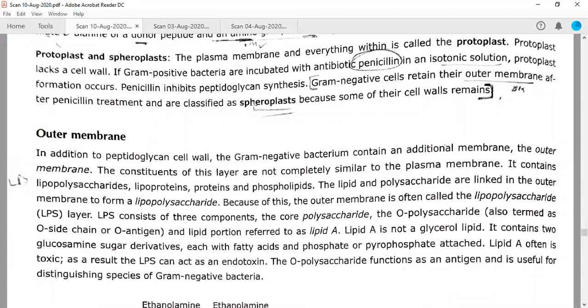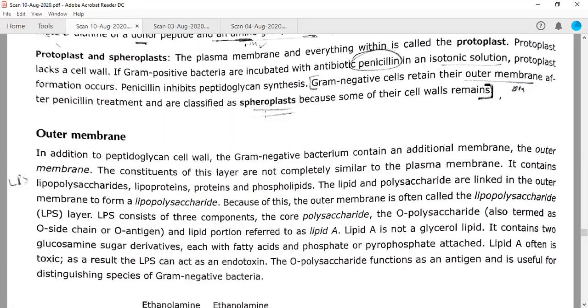So what you need to understand from this text: if you grow gram-positive bacteria in the presence of penicillin, you will get protoplast. If you grow gram-negative bacteria in the presence of penicillin, you will get spheroplast. And you need to grow or treat these cells in isotonic solution. Otherwise, either your bacteria will swell or your bacteria will shrink.